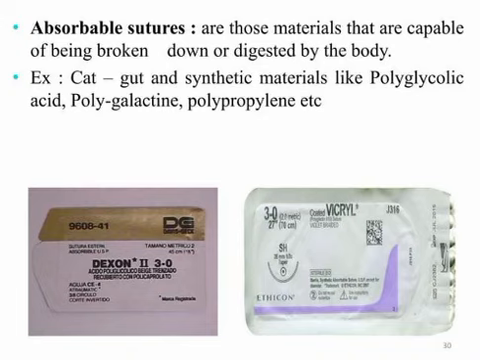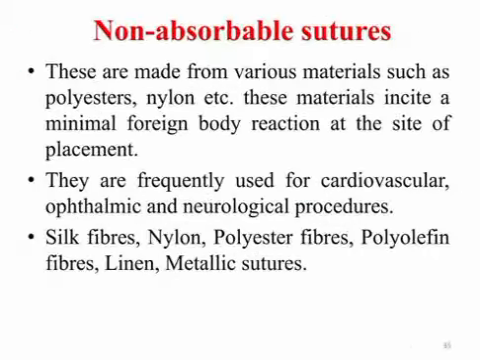For example, catgut and synthetic materials like polyglycolic acid, polyglactin, and polypropylene. These are some of the materials which, after the wound is healed, the sutures get easily absorbed by the body. First, we have seen the absorbable sutures.